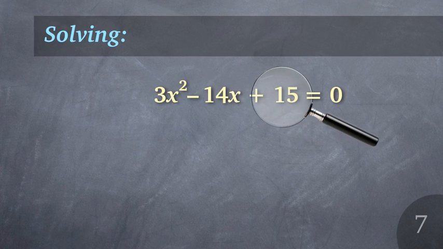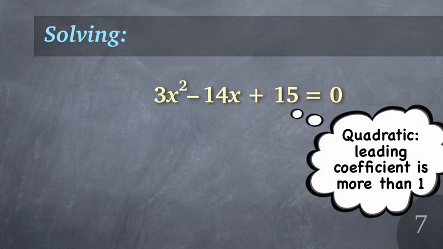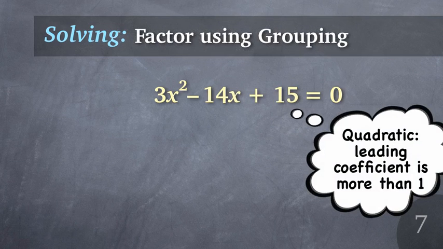Okay, we'll look carefully at this one. It's a little bit different. The leading coefficient is more than 1. That means I have to use grouping. So I can factor this, but I need to use grouping, which some of you, I'm sure, don't remember that well.